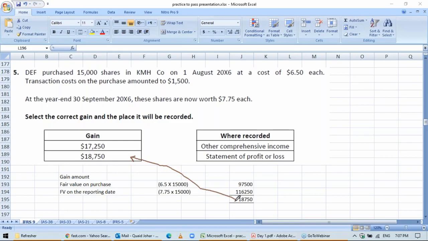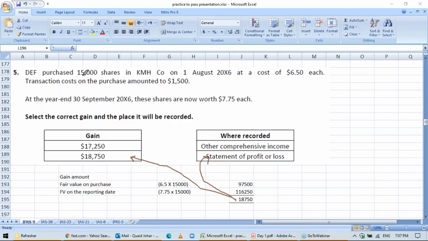And where will this gain be recognized? It will be recognized in the statement of profit and loss. Why in profit and loss? The reason is that the irrevocable election has not taken place. The question does not say that any irrevocable election has been taken regarding the equity investment. So the default classification is financial asset at fair value through profit and loss account. Therefore, the gain goes to the profit and loss statement.